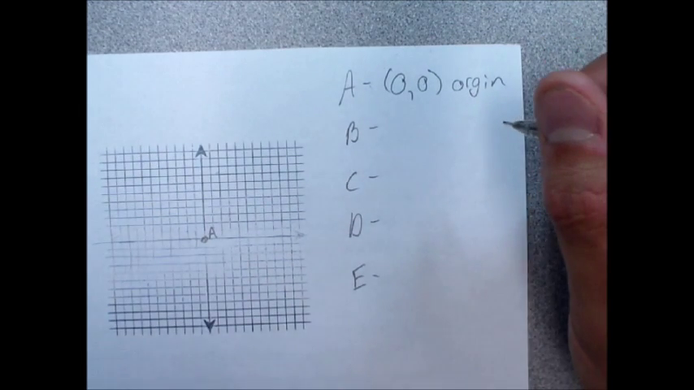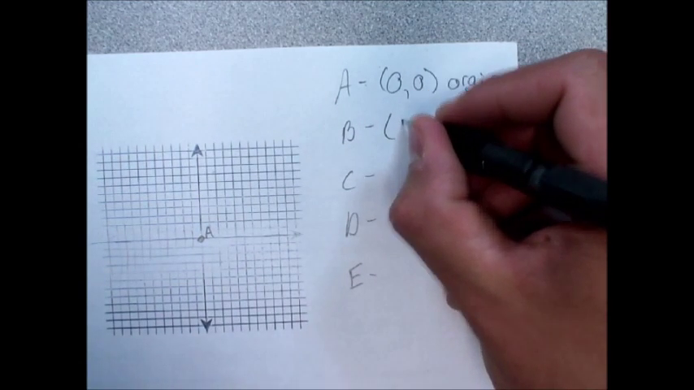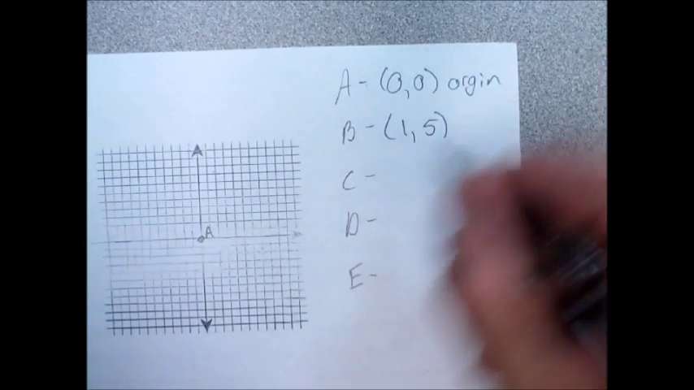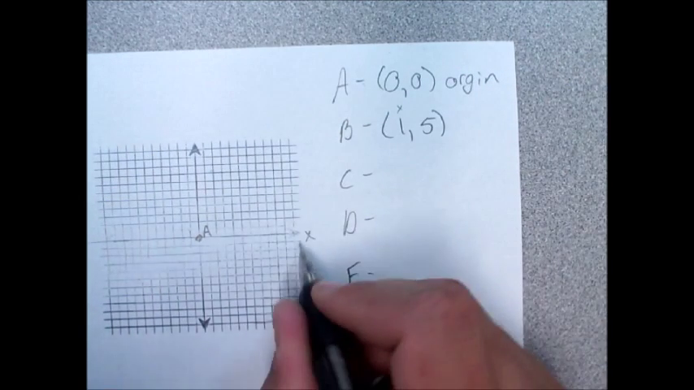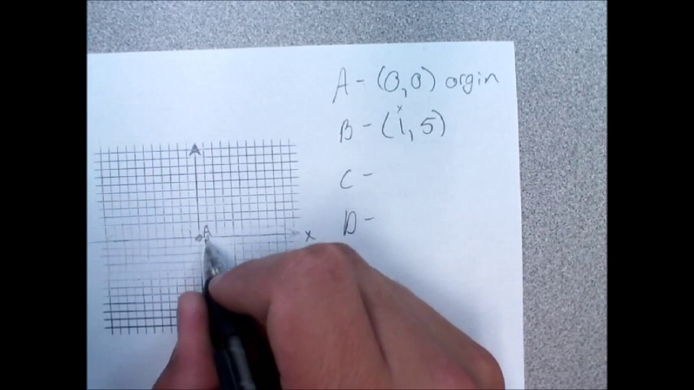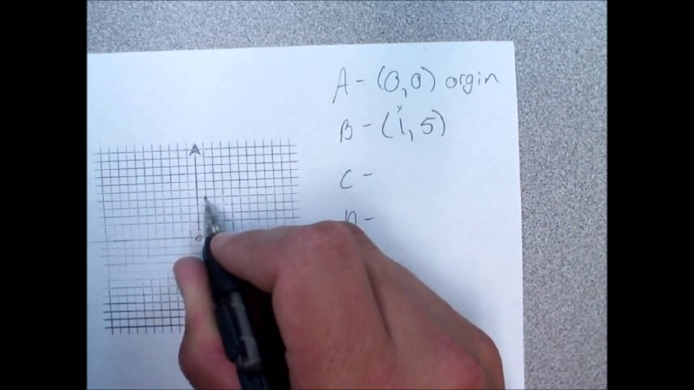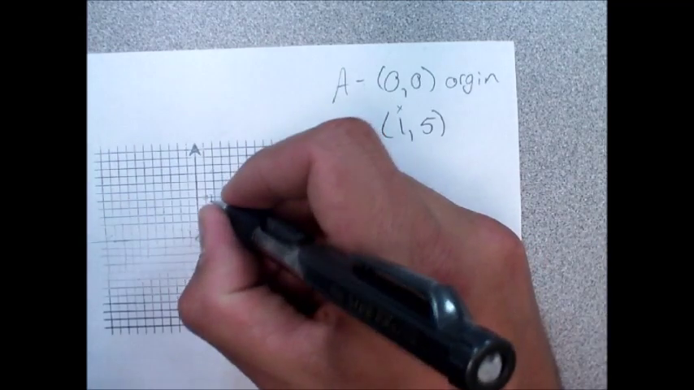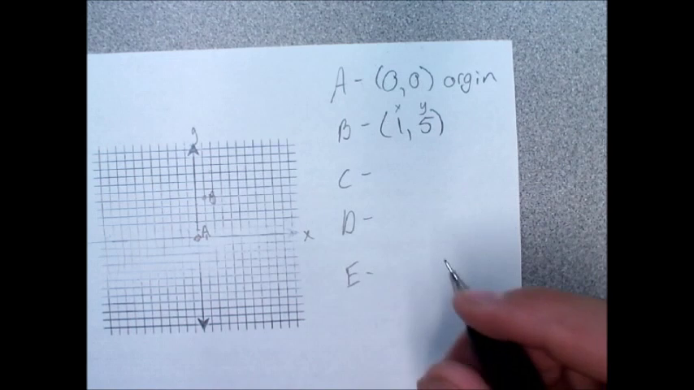Next, we're going to do B. It's going to be at 1, 5. So I'm going to count over 1. This is the x-axis, so remember the x-axis is right here. So I'm going to count over 1, and I'm going to go up 5. 1, 2, 3, 4, 5 on the y-axis. So B is located right there. It's always x, y.